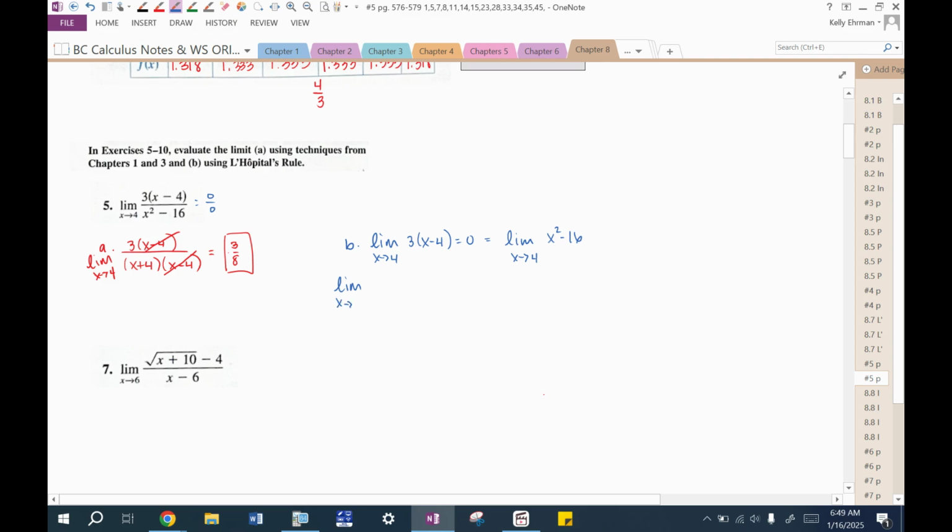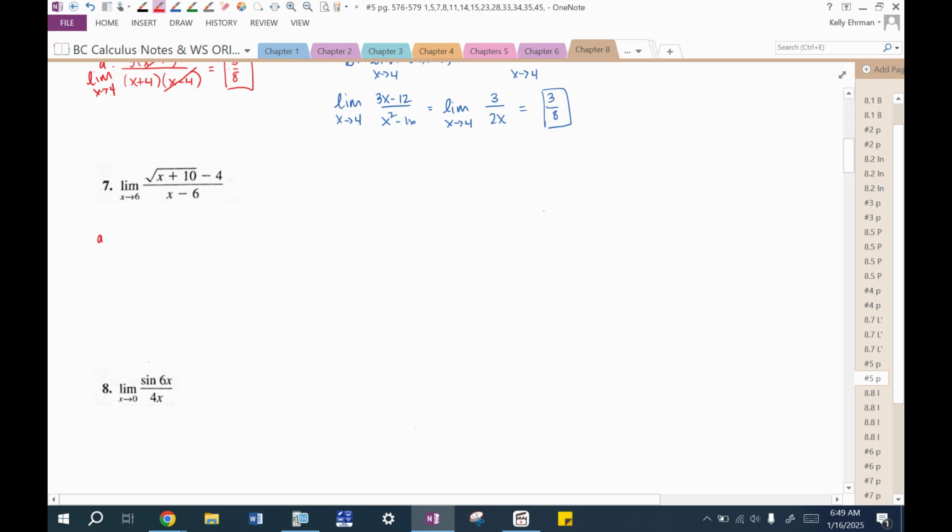So the limit as x approaches 4 of the original, which I'm going to distribute the 3 through. So here's the original limit. L'Hopital's rule says that can be equal to the limit as x approaches 4 of the derivative of the top, which is 3, over the derivative of the bottom, which is 2x. Try direct substitution again, and you get 3 over 8. If I do direct substitution after one round of L'Hopital's and I get 0 over 0, then I do L'Hopital's rule again, and you keep going until you get something that's not in an indeterminate form.